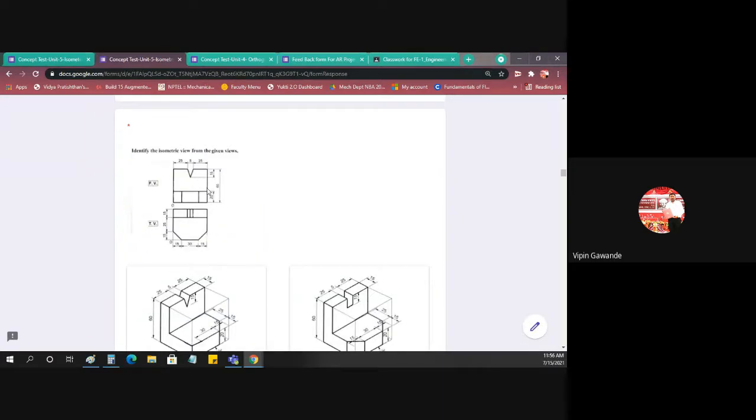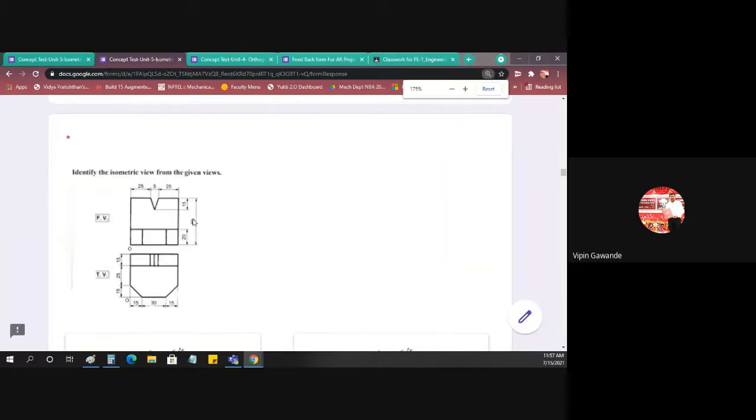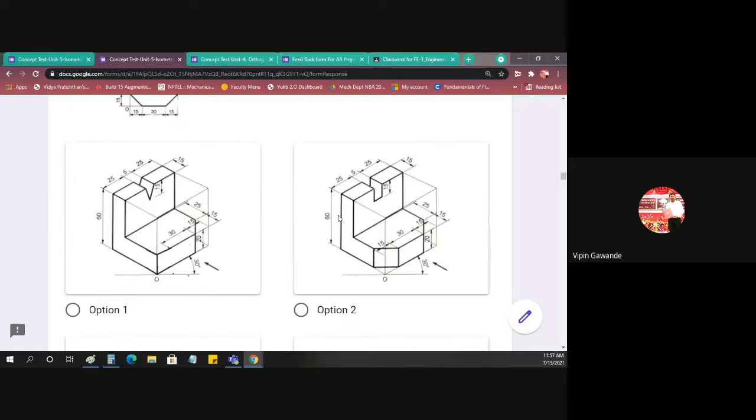Now for this problem, identify the correct isometric view. So what is the correct option for this one? Here the front view and top view are given. So first we will check the front view. For this one, we have a V notch, and at the bottom we have 3 rectangles. So where will we get the 3 rectangles? Here we will not get 3 rectangles, because here only 2 rectangles, 1 and 2. In the second option we'll get 3 rectangles, 1, 2 and 3.